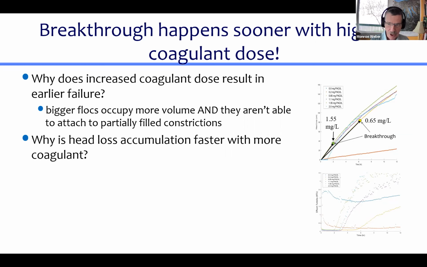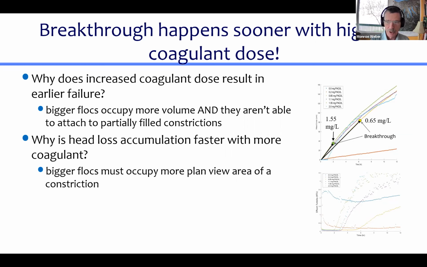Why is the head loss accumulation faster? Well, we have more coagulant. I'm actually less sure on that one. This still needs some more model development to figure that one out.